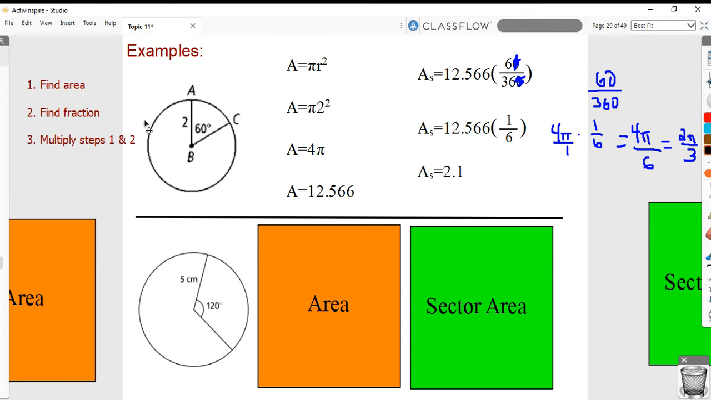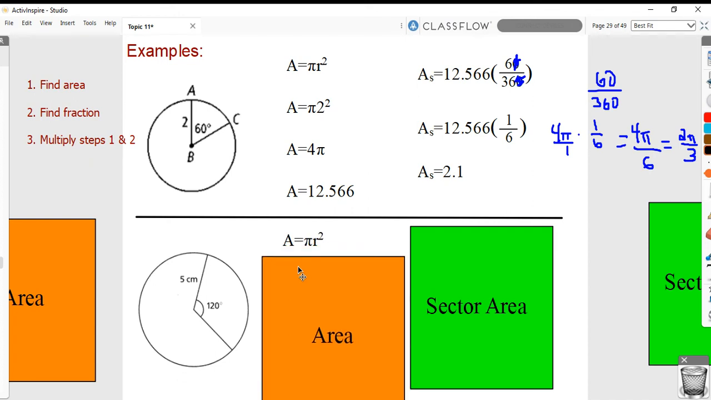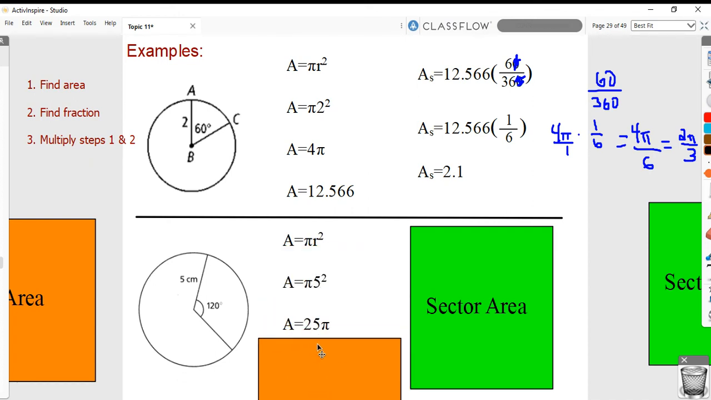Our second problem, our second example, find the area. So we take pi r squared. That's going to be pi times 5 squared, which is 25 pi. 25 pi, you can type in the calculator. It's about 78.54 when you round it up just a touch. Our sector area, excuse me.